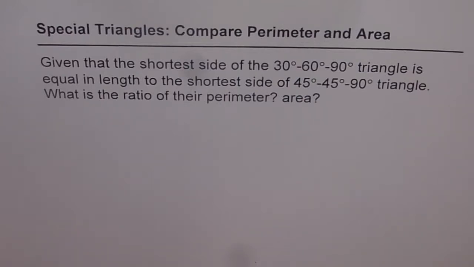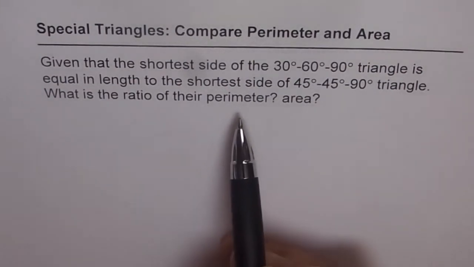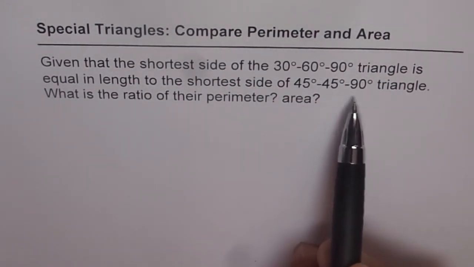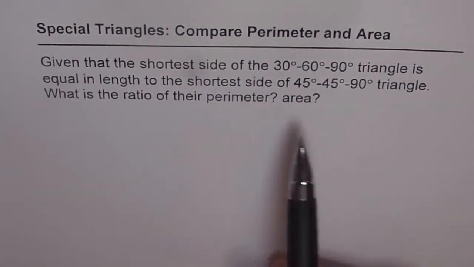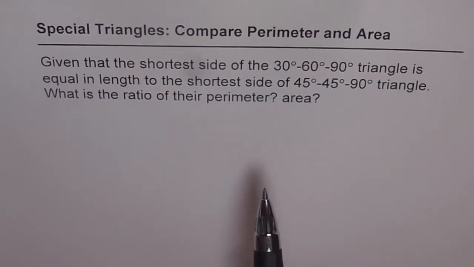Right? So these are two separate questions. The question is, what is the ratio of perimeters of the 30, 60, 90 degrees and 45, 45, 90 degrees triangle with the same shortest side? And the second one is the ratio of their areas, correct? So these are the two problems which we are going to solve, and we are going to use special triangles, correct?